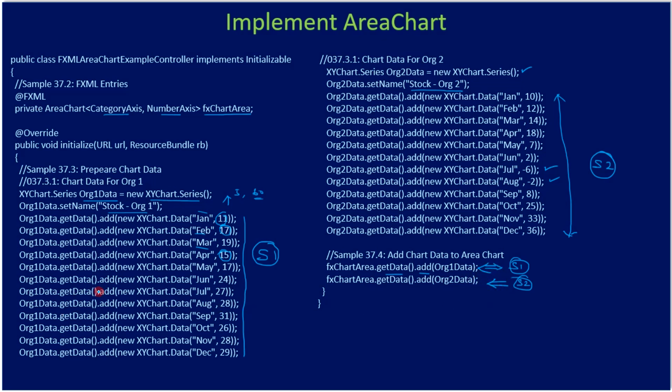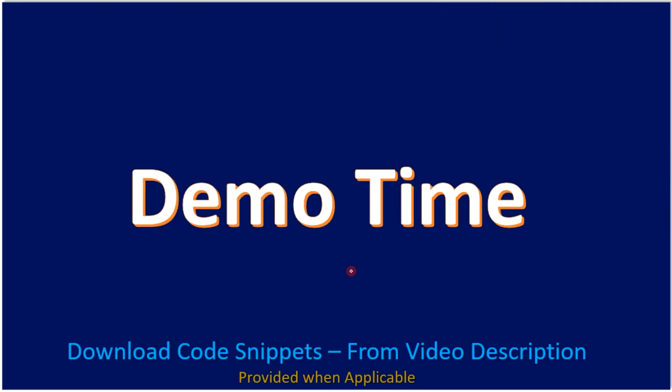So there is no difference actually. Here if you see, we are using area chart and previously we used line chart. In the line chart we used number axis on both sides, but that's not a restriction. You can even use a category as well as number axis. Then everything is the same. You can create or populate the data, then add it to the chart. Alright, now we will go to the demo and implement this.